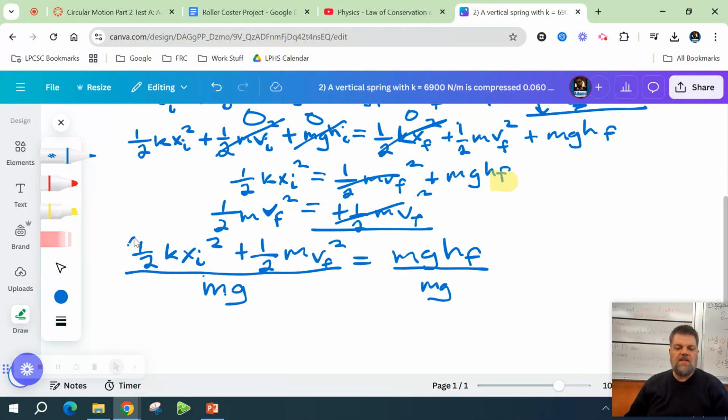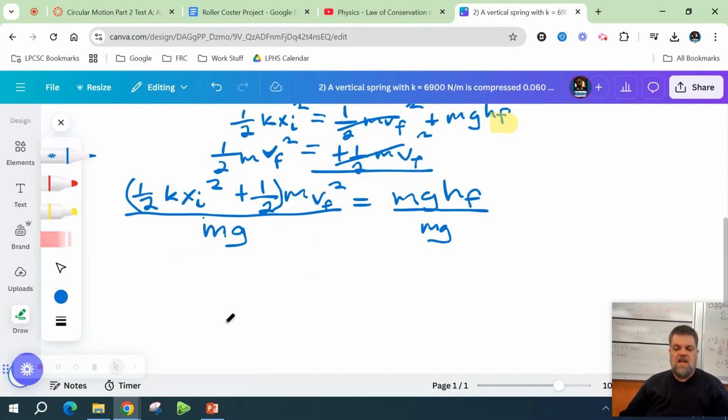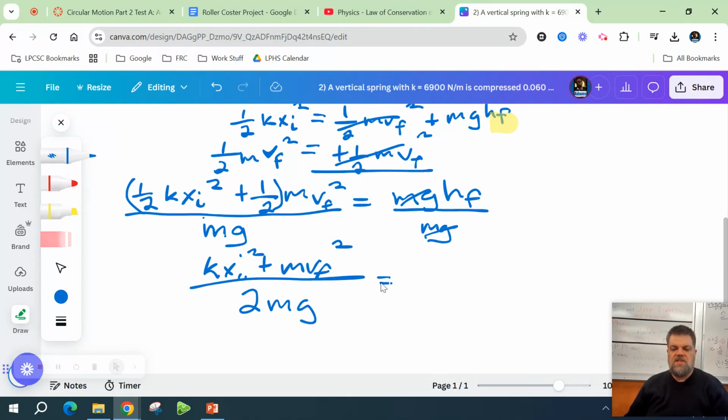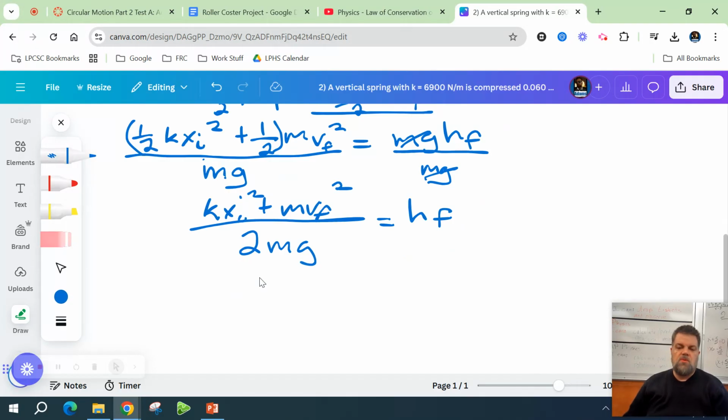Now, what I could do is factor out the 1/2, toss it to the front. And when I do that, my next line, this cancels with this, but my next line becomes k x initial squared plus m v final squared all over, I'm just going to take the 1/2 and toss it down to the bottom, so I get a 2 on the bottom, mg. And that is equal to my final height from the starting point, from the compressed location on the spring. Whew! Let's plug in the numbers.